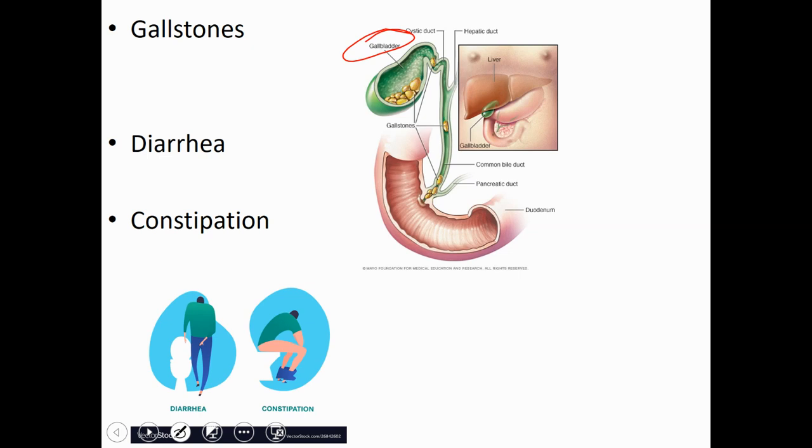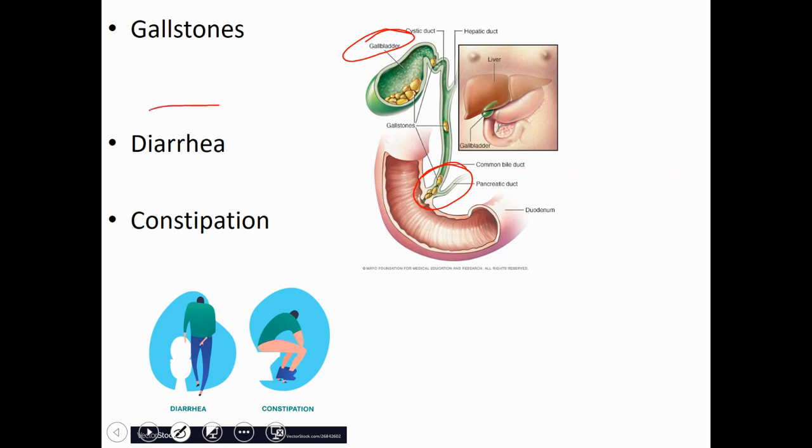You can obviously live without it, but what happens to some people is it actually plugs up this bile duct and pancreatic duct, and then you'll have a lot of issues with breaking food down in your small intestine. So if it's that bad, doctors will go in and remove your gallbladder. You can live without it.